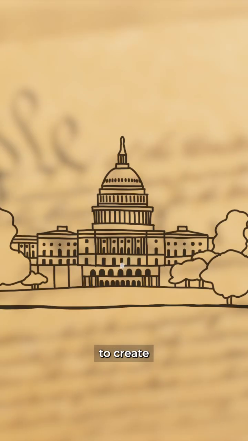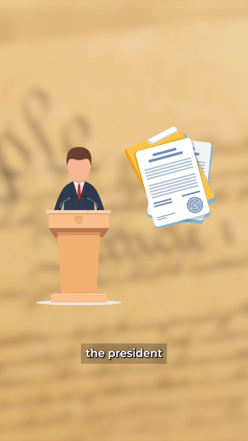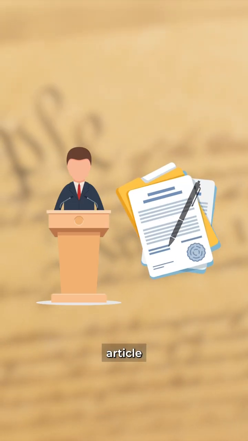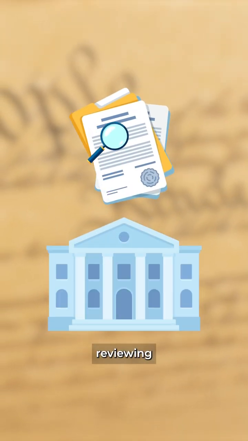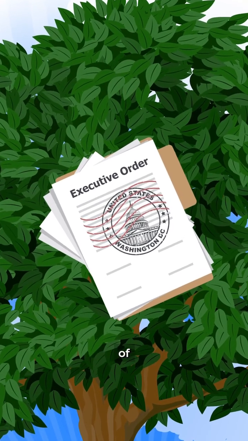Rooted in the US Constitution, where Article 1 empowers Congress to create laws, Article 2 charges the president with faithfully executing them, and Article 3 entrusts the judiciary with reviewing their constitutionality. Executive orders exist within a carefully balanced framework of governmental authority.